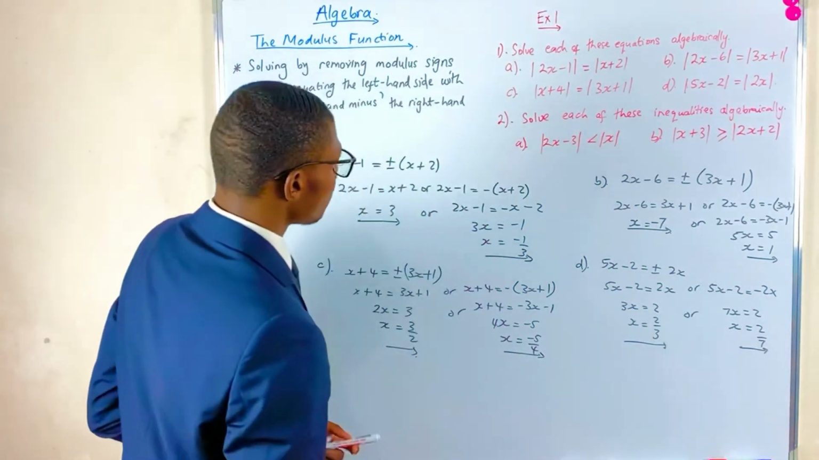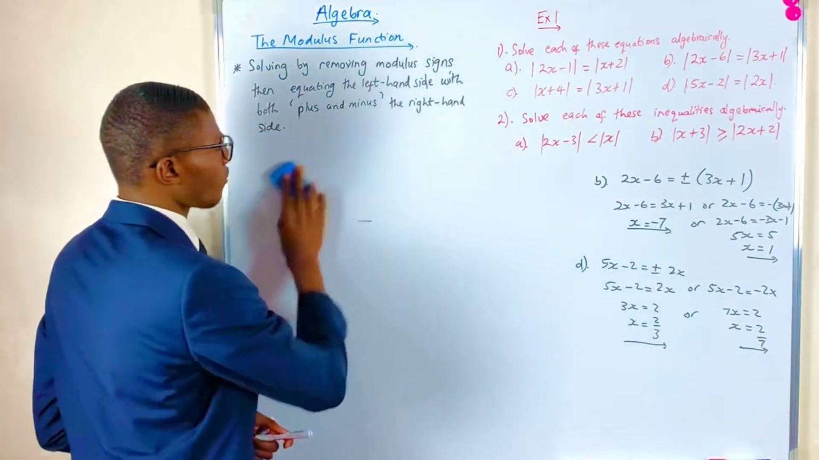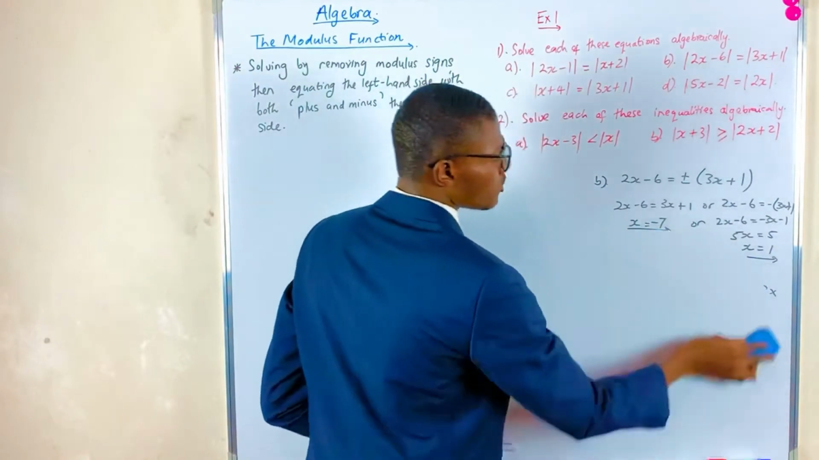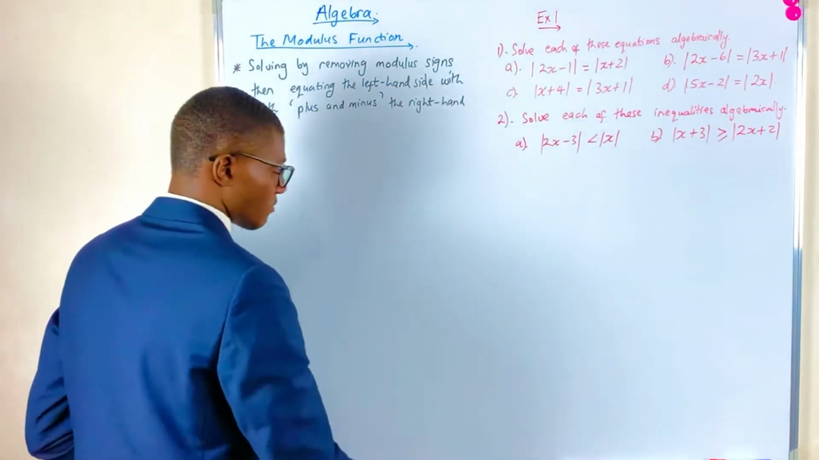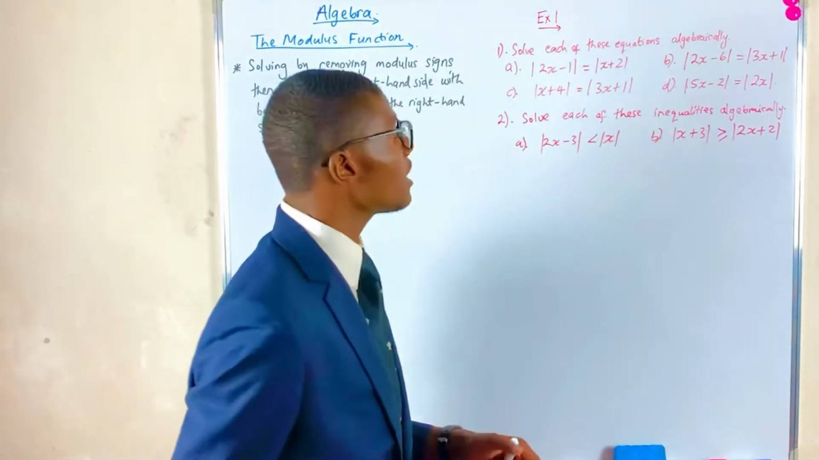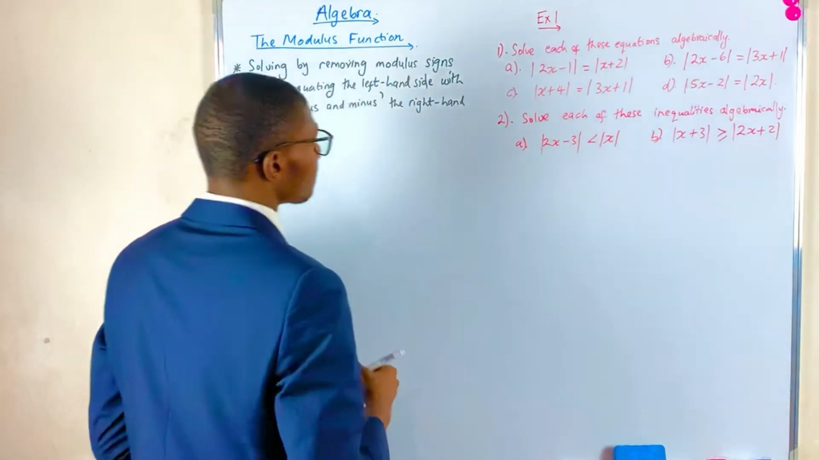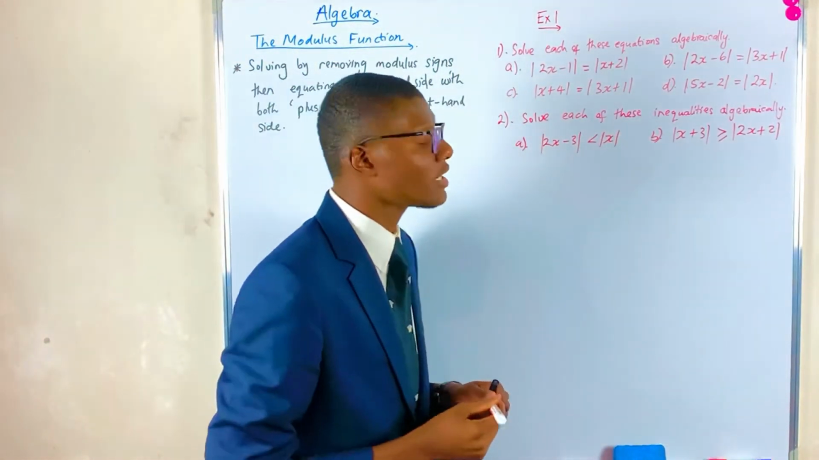Now let's move on to look at number 2. Now for number 2, we are solving inequalities. Number 2 says solve each of these inequalities algebraically. So for the first one, we've got 2x minus 3 being less than x.